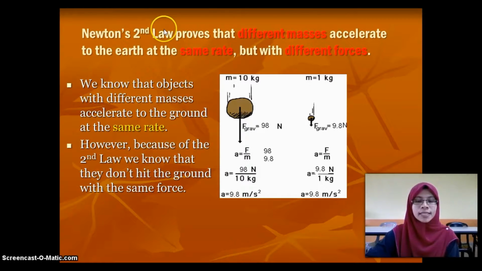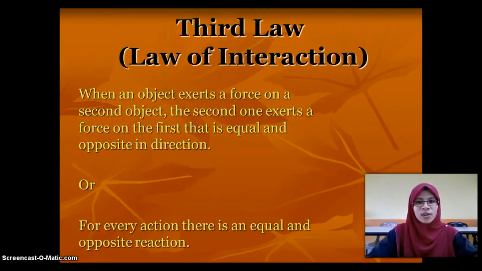Newton's second law proves that different masses accelerate to the earth at the same rate, but with different forces. We know that objects with different masses accelerate to the ground at the same rate. Now, let's look at the third law, which is the law of interaction.